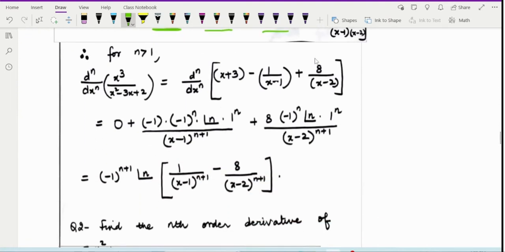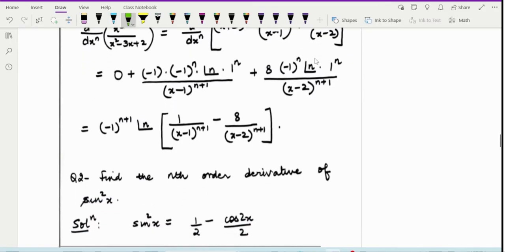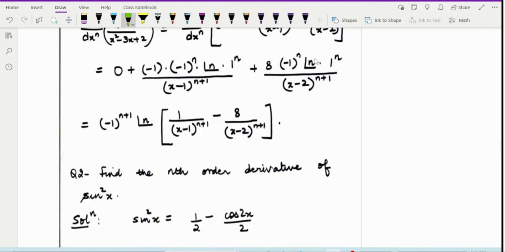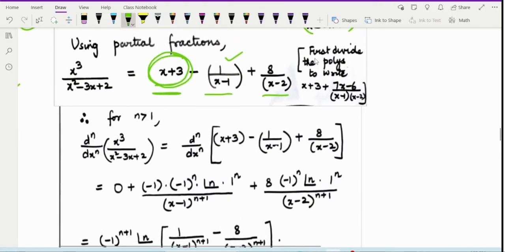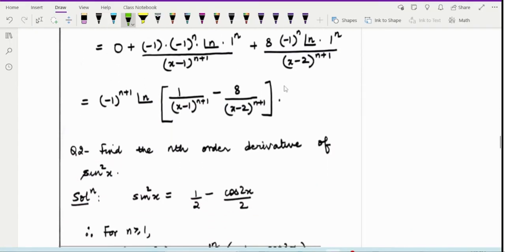So this is the answer. Please apply 1 upon ax plus b on your own and see that this is the answer that is going to appear. It's very easy to verify once you look at it as a particular case of 1 upon ax plus b, because 1 upon x minus 1 can be visualized as 1 upon ax plus b with a equal to 1, b equal to minus 1. Here a is 1, b is minus 2. So that's the formula that we have applied here to get the nth order derivative for every n.